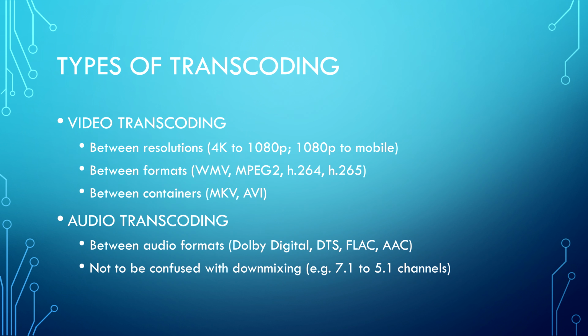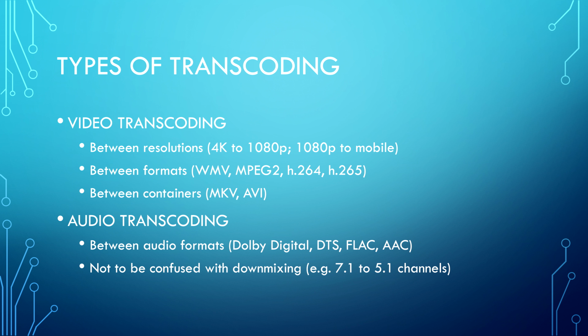So to review the types of transcoding, there are, in general, video and audio transcoding. In the video side, you have transcoding between resolutions, like 4K to 1080 or 1080 to mobile. If the player device has enough horsepower, it can often downscale that, but some of them don't, as I mentioned with Raspberry Pi.